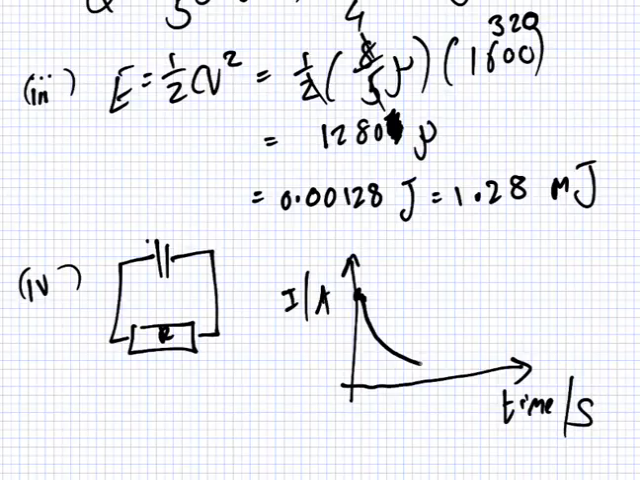So, it goes like this. Anyway, the formula, if you want it, is I equals I zero E minus T over time constant. Remember that? A long time ago. So, that's finished.